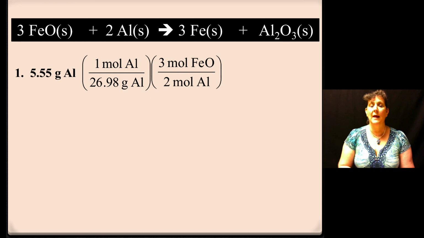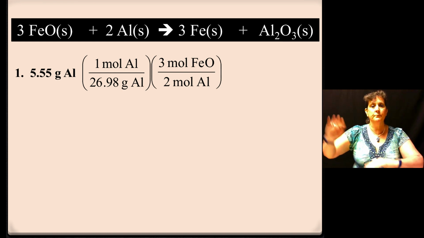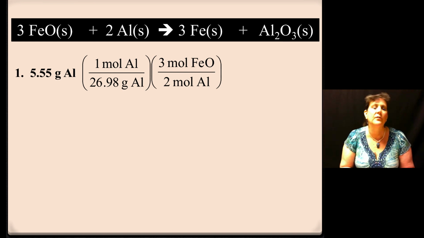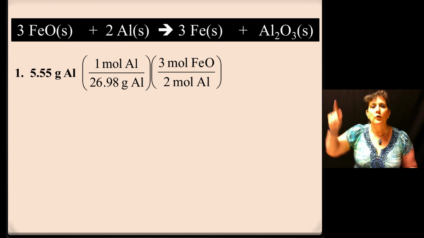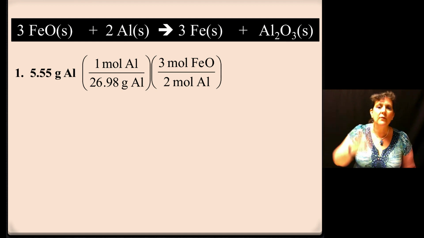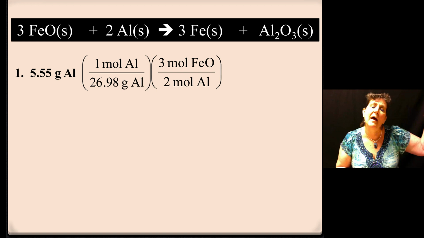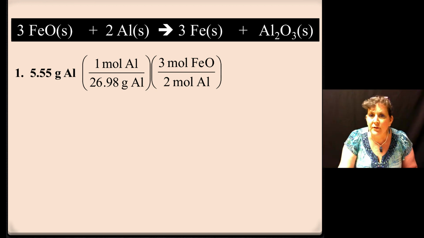Moles of aluminum cancel out top to bottom. All right, we used our mole ratio because it's stoichiometry. Now, grams of aluminum cancel out, moles of aluminum cancel out. We're left with moles of FeO, iron 2 oxide. Did the question ask for moles of iron 2 oxide? No, it asked for grams.